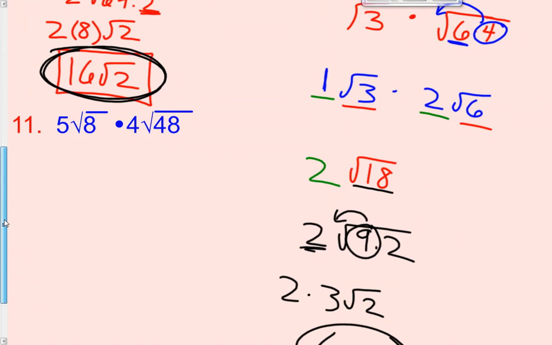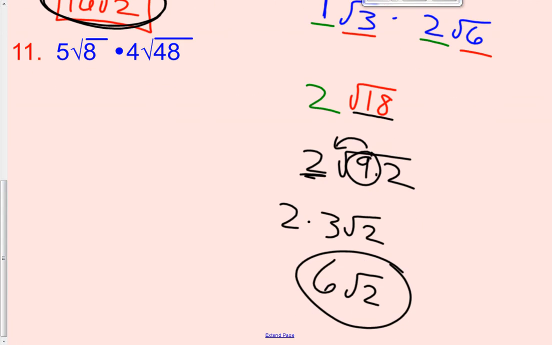Number 11. So once again, we're going to multiply the numbers by each other and multiply the radicals by each other. But we're not going to do that until we simplify the radical as far as it will be simplified. So this 8 is the same thing as 4 times 2. So now I have 10 square root 2, because this 4 got brought out as a 2, and 2 times 5 is 10. So 5 square root 8 is the same thing as 10 square root 2.